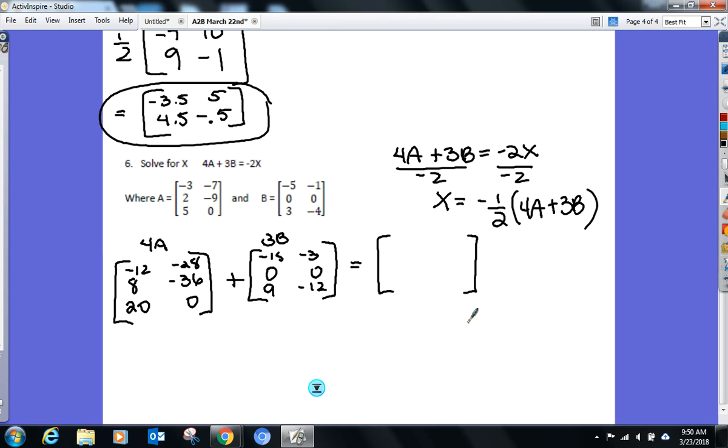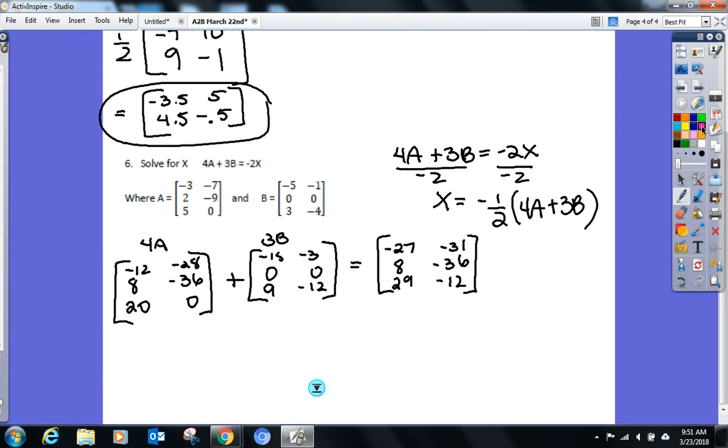Okay, here we go. Let's just finish this up here. Negative 12 plus negative 15, negative 27. Negative 28 and negative 3, negative 31. 8 and 0. Negative 36 and 0. 20 and 9. And 0 and negative 12. All right, and what do I still need to do to this one? I still have to multiply it by negative 1/2, yep.